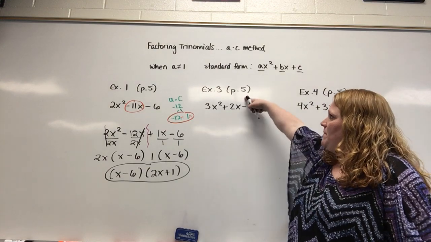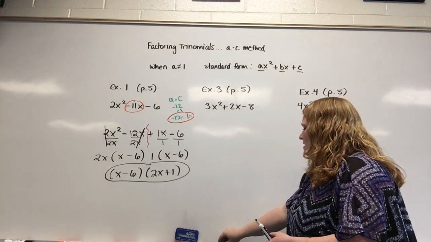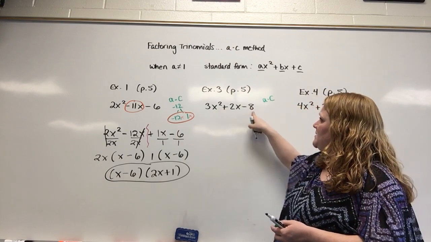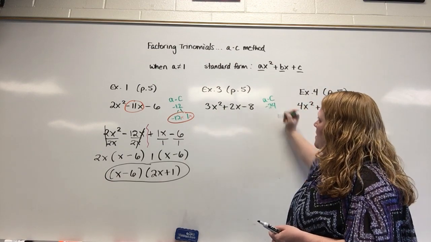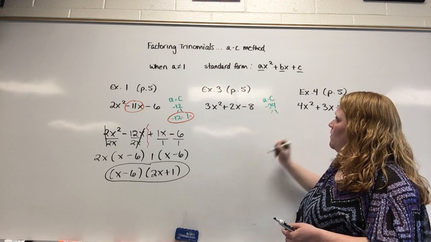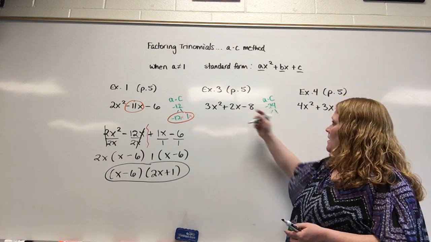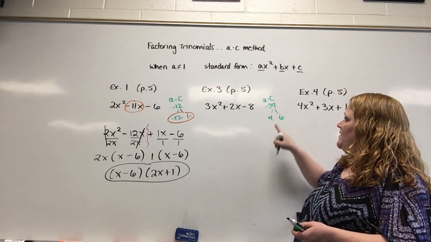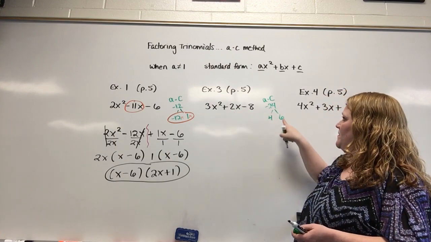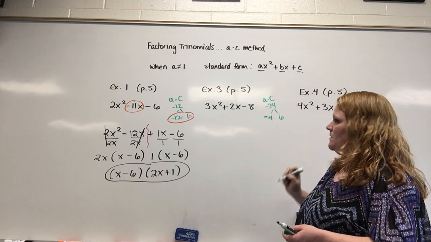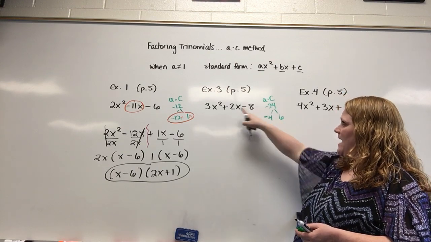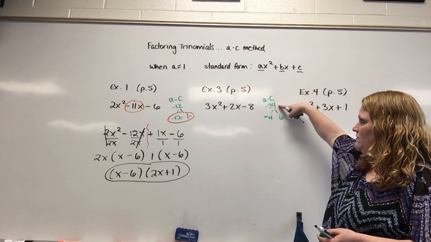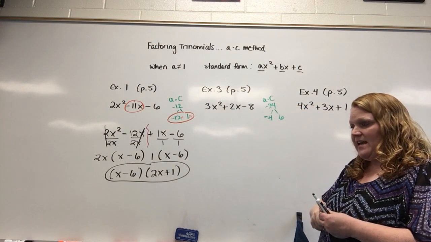In example 3 on page 5, the AC method, you would have A times C. 3 times negative 8 is negative 24. What can you multiply to get negative 24 that adds together to give you 2? Well, let's see, it would be 4 times 6. But the only way to get a positive 2 would be for the 6 to be positive and the 4 to be negative. Negative 4 and 6 add up to give you 2. Negative 4 times 6 multiplies to give you the negative 24 that you need for the AC term.